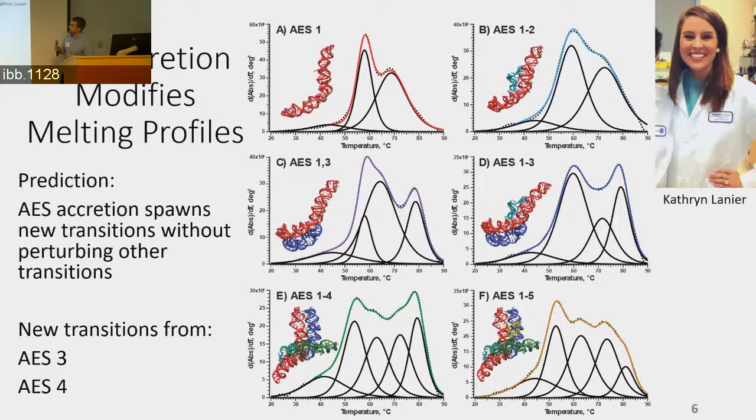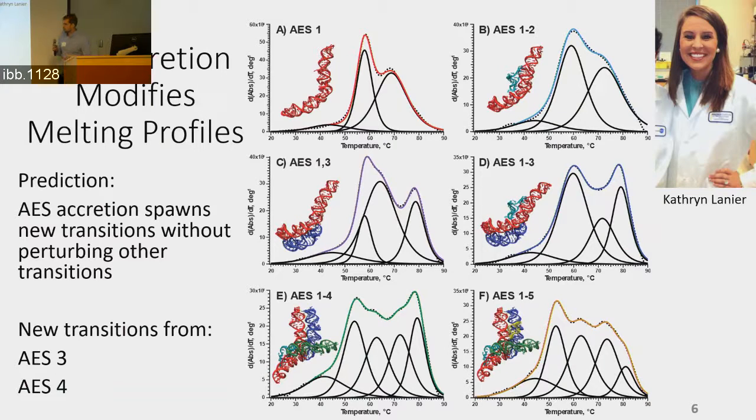For example, if we consider the AES1 profile, and then we look at AES1, 3, which is the accretion of 3 onto 1, we see indeed that there is an extra transition that appears. Here we have 3 major transitions, whereas AES1 only has 2. We see the same trend with the accretion of AES4 down here. However, we don't really see this trend whenever we accrete AES2 and then down here AES5.